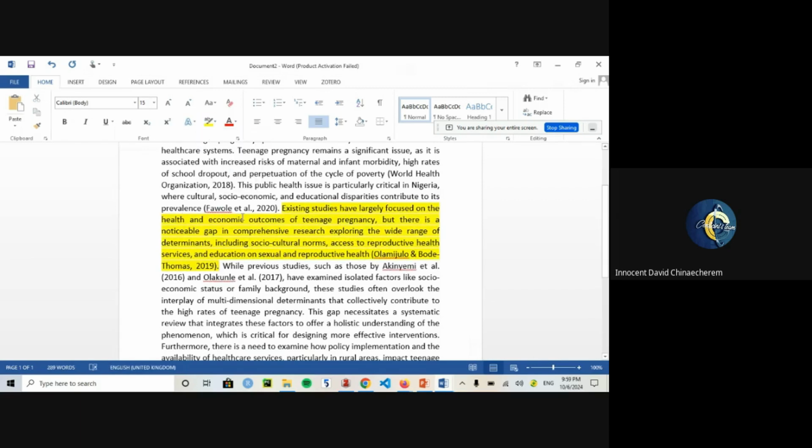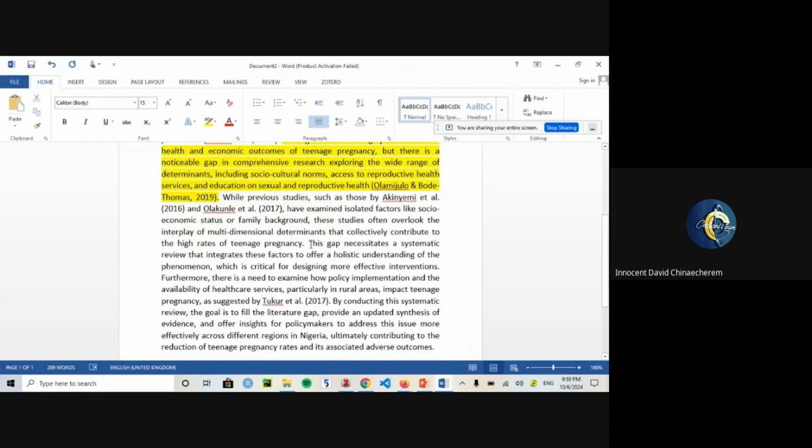So these studies have largely focused on economic outcomes of pregnancy, but there is a noticeable gap. This is what we're talking about: comprehensive research exploring the wide range of timelines, socio-cultural norms, and access to care. The existing studies here should come with previous references, such as that by Akinyemi et al. They have examined isolated factors, but often overlook the interplay of multi-dimensional factors that collectively contribute. So literally all this would come from your review. This gap necessitates a systematic review that integrates these factors to offer a holistic understanding of the phenomenon, which is critical for designing more effective interventions.